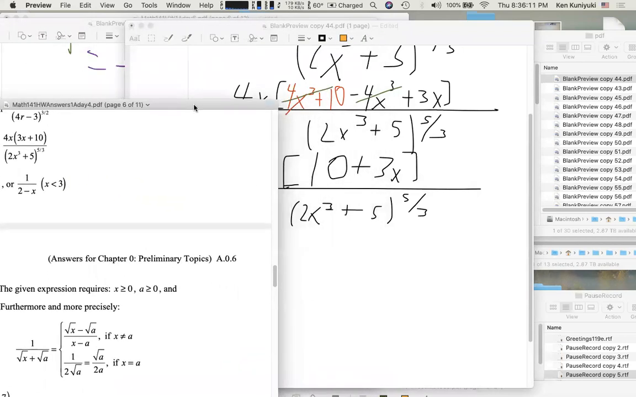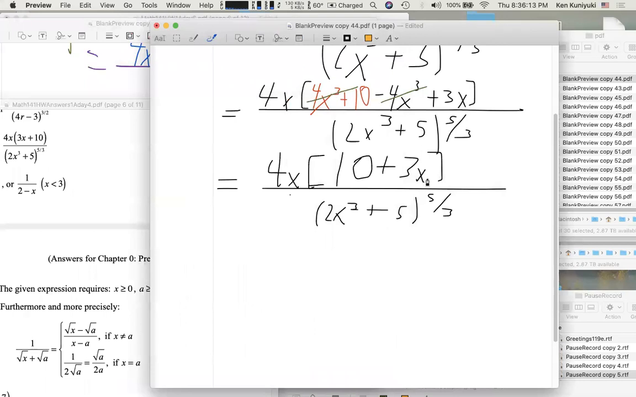Okay, I think this is correct, right? So 4x times the quantity 10 plus 3x, or 3x plus 10. I don't care what order you put them in. All over the 5/3 power of 2x cubed plus 5. Wow. So I'm thankful for your help. I needed some help from a couple of you sometimes, but we got there.